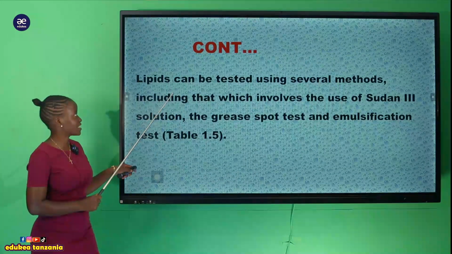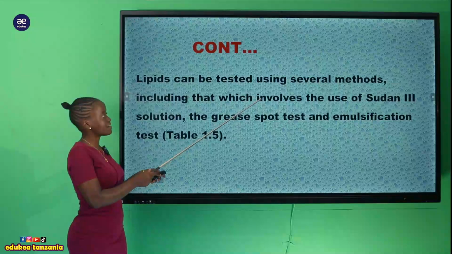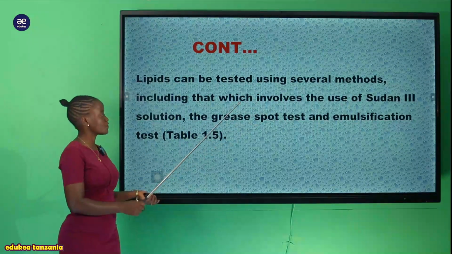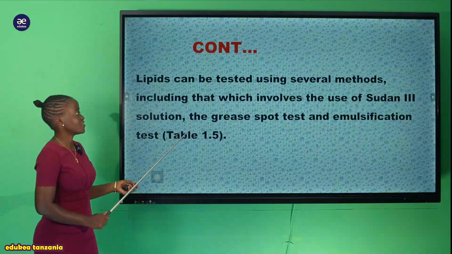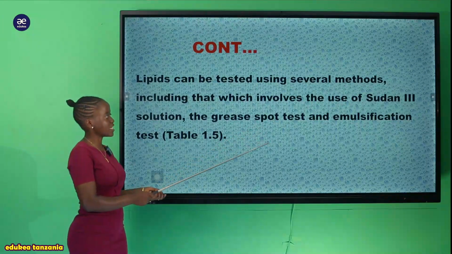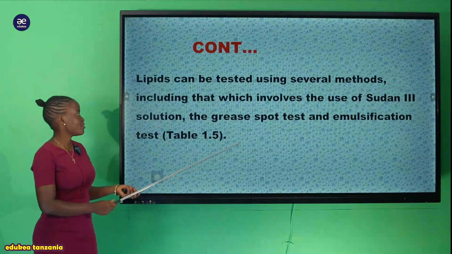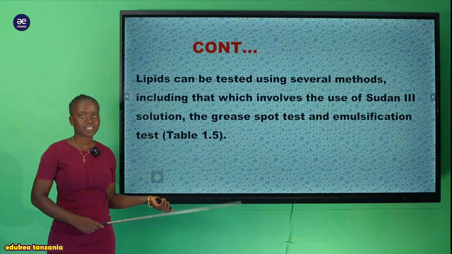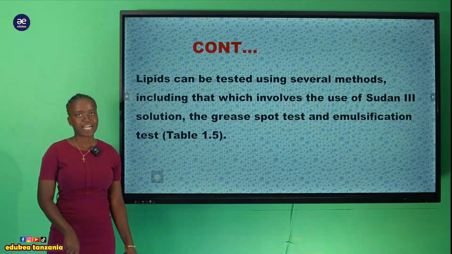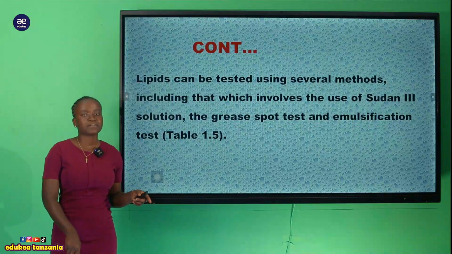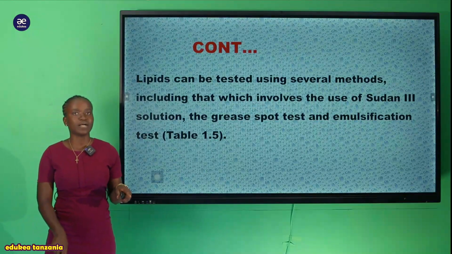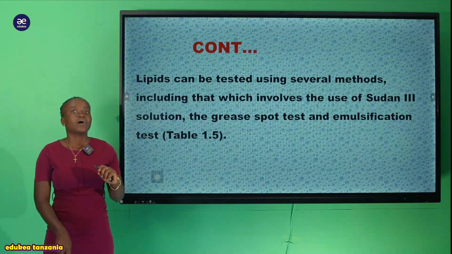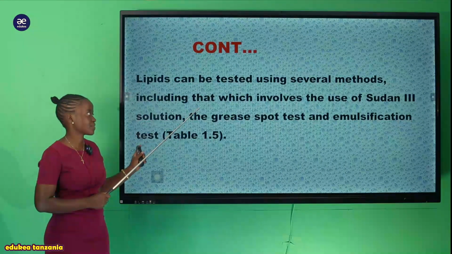But also we have seen that the lipid can be tested using several methods, including that which involves the use of Sudan 3 solution, the grease spots test, and the emulsification test. We're going to see this in figure 1.0, in table 1.5. So you're going to notify there is a presence of a lipid in a certain sample by doing this test.